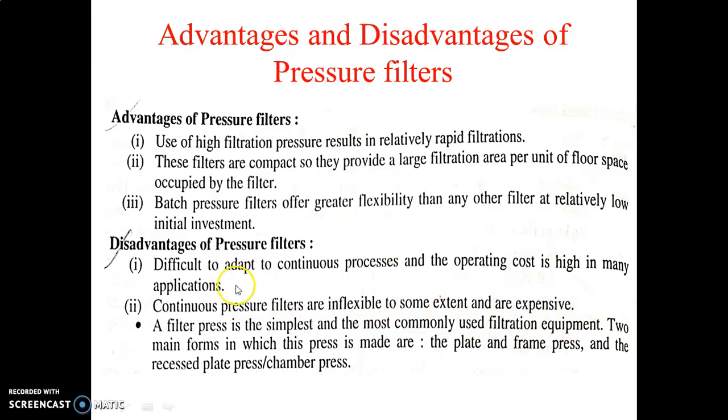That means if we use continuous pressure filters instead of batch filters, they are somewhat inflexible. That means they have some operational problems and they are expensive. Expensive means a lot of the filtration process is carried out automatically. So for that purpose, this continuous filtration becomes expensive. So these are the disadvantages of the pressure filter.